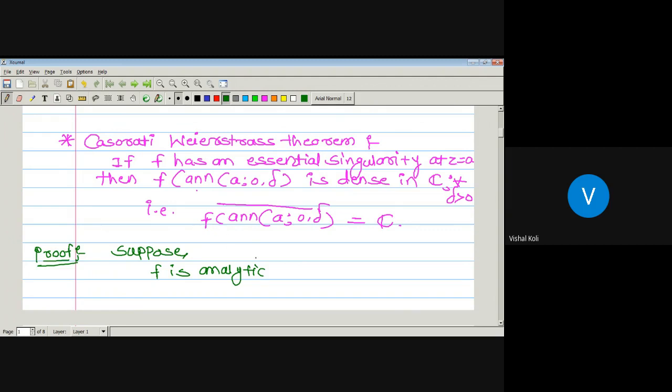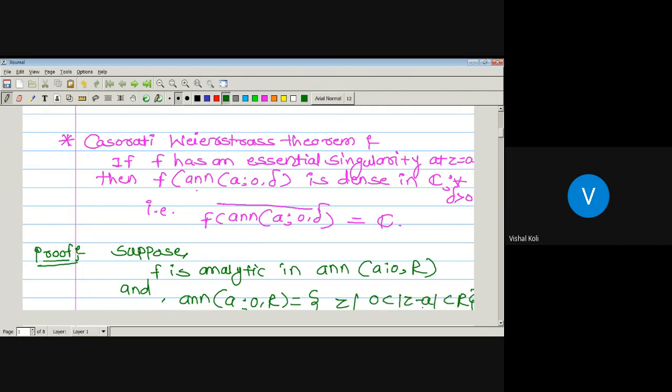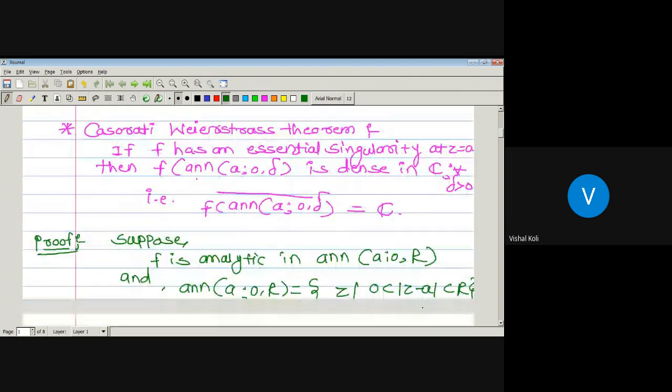So f is analytic in the annulus of a, 0, r. And the annulus of a, 0, r is nothing but the set of all complex numbers z such that modulus of z minus a is greater than 0 and strictly less than r.